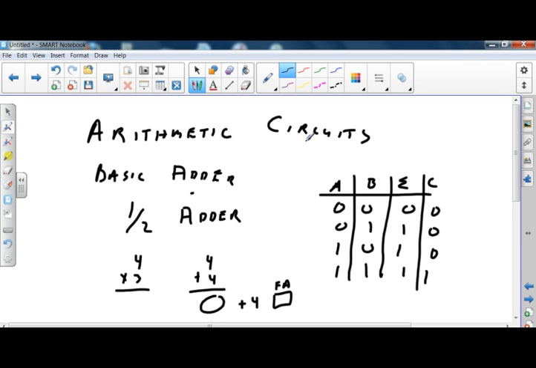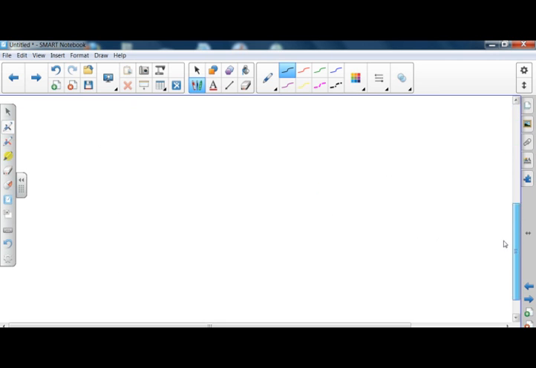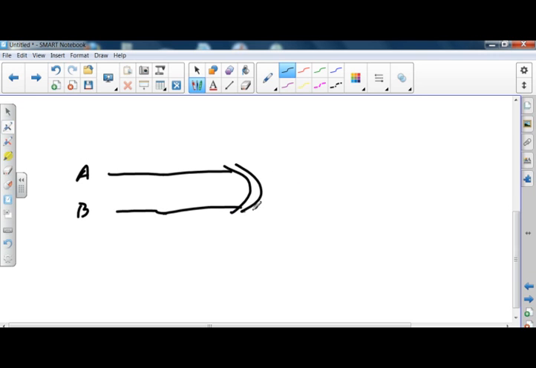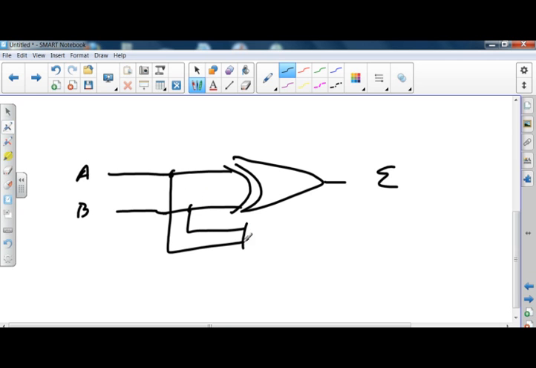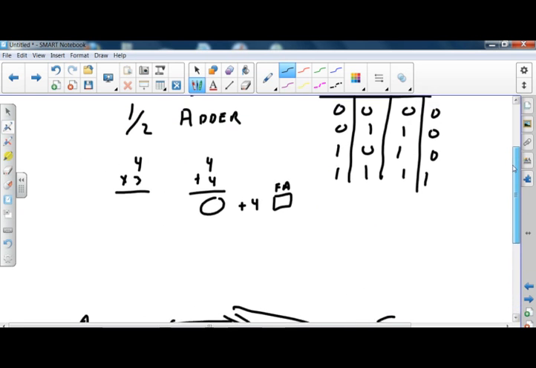So that's the bottom line. So we have this half adder. We're going to take A and B and do an exclusive OR, and we get the summation. And we're going to take A and B and do an AND, and we get the carry. And that's the way we're going to do it, and that's right here.